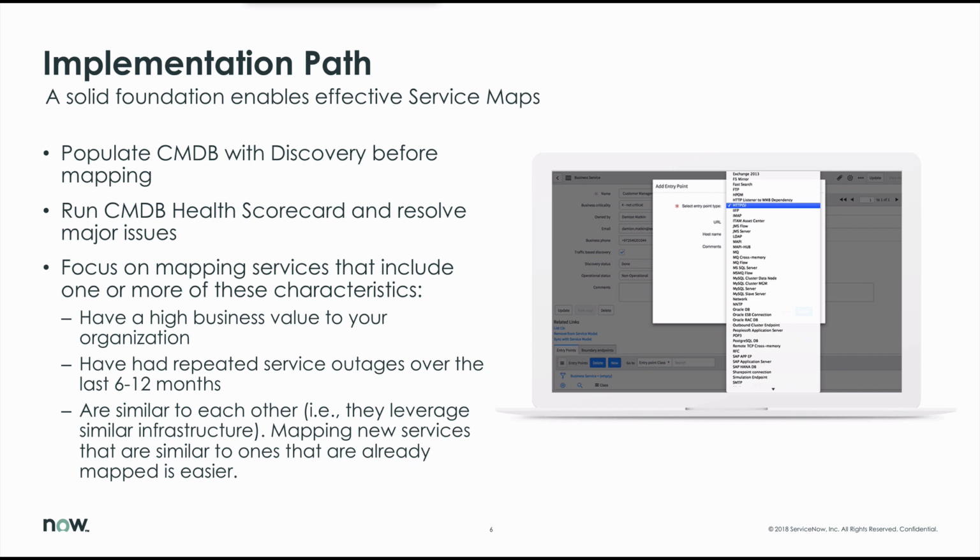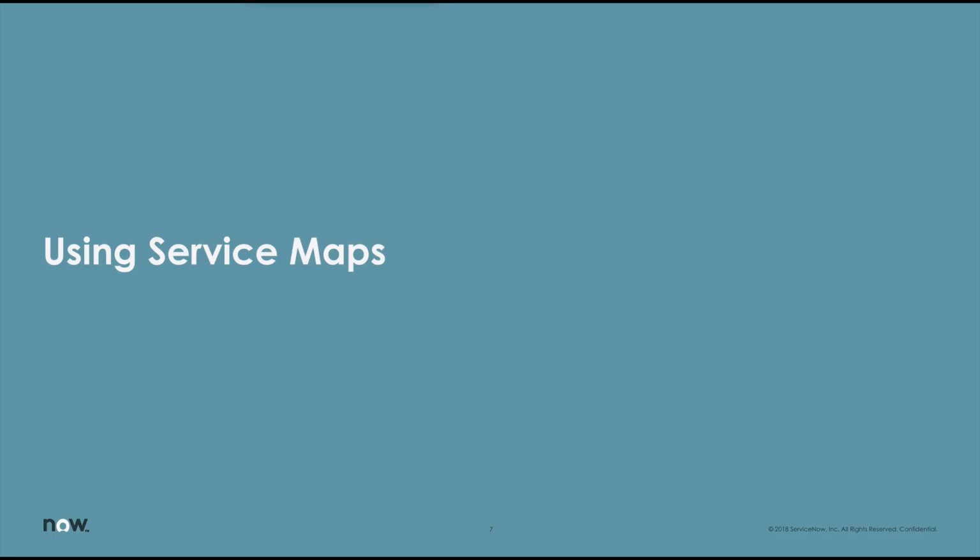When you're choosing your initial services to get mapped, some factors to look at would be ones that have a high business value, so your critical services, ones that have had outages in the last 6 to 12 months. And lastly, if you have services that are similar to each other, they often leverage a lot of the same infrastructure, so they're easy to get subsequent services mapped once you do the heavy lifting of the first few. So those are all good guidelines to look at which services you want to start with. I'm going to pass this over to Ray now to walk through using some service maps.